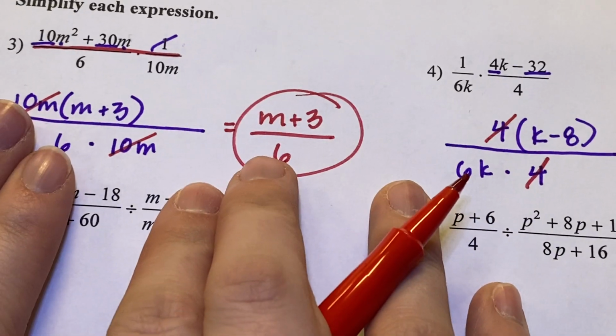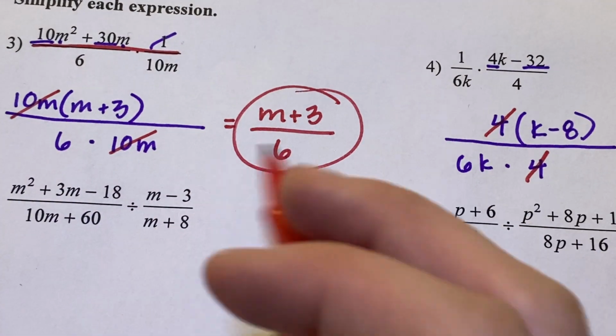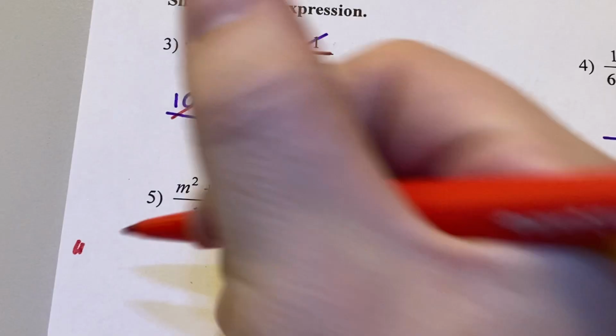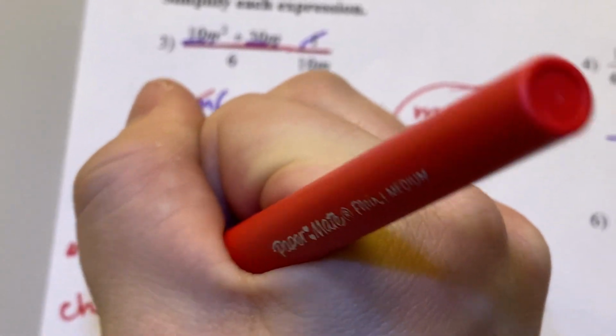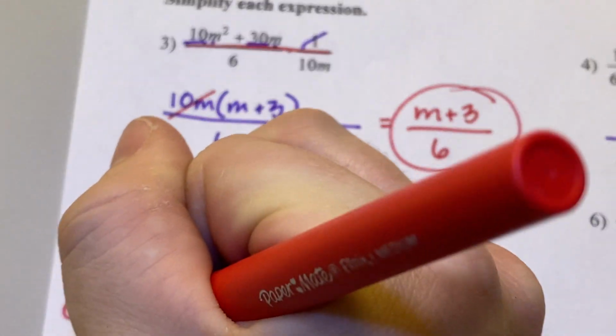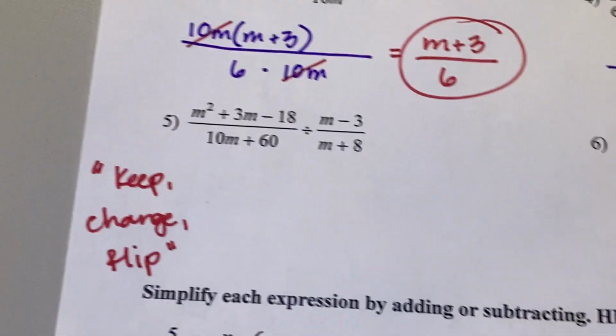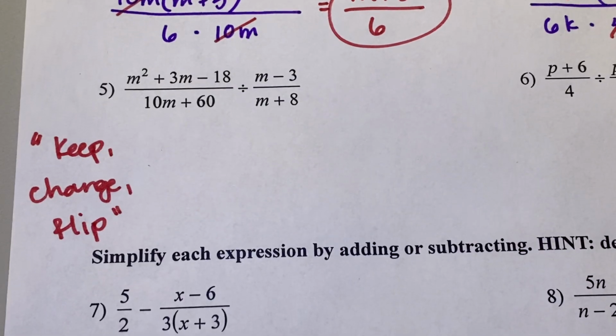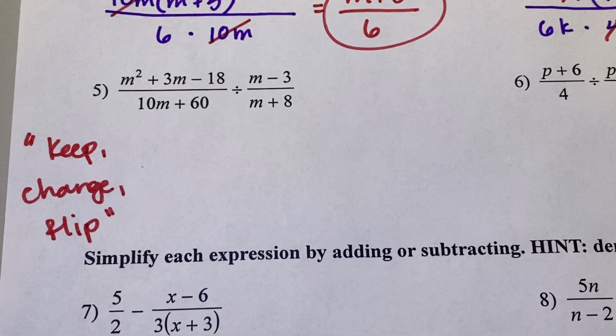Now what's my operation in between? Division. Okay, so let's write this on our paper. This little saying: keep, change, flip. Keep, change, flip. However you want to remember that. KFC.